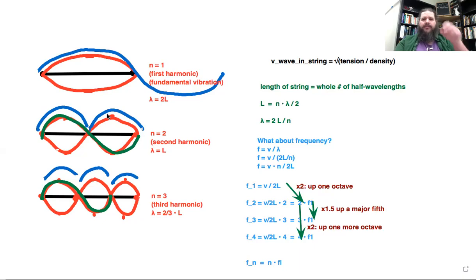And realistically, when you pluck a string on a guitar or a violin or a harp or whatever, you're not specifically telling it to vibrate with a certain frequency. You're just creating a chaotic jumble of vibrations that's all frequencies at once. But the only ones that persist, the only ones that you continue to hear after a fraction of a second, are the ones that fit these nice, neat patterns. And so certain notes sound good together because they're all being produced by this same string.